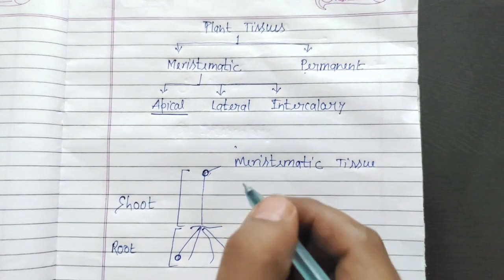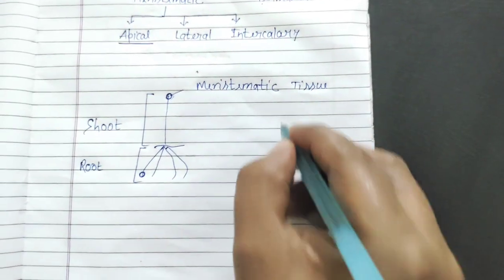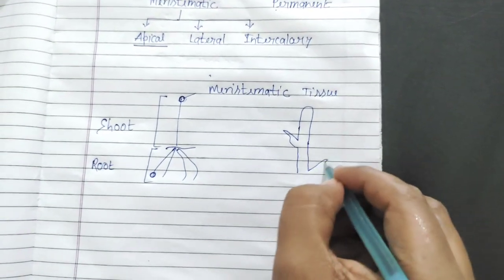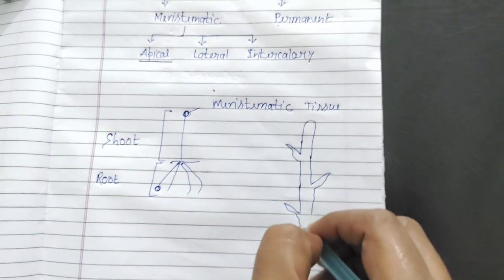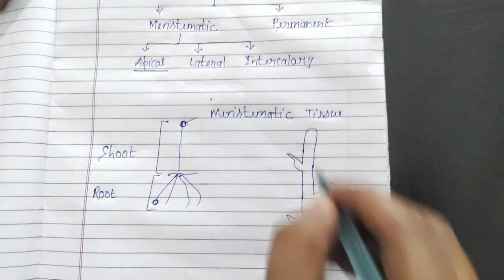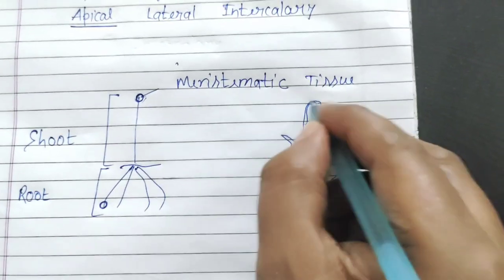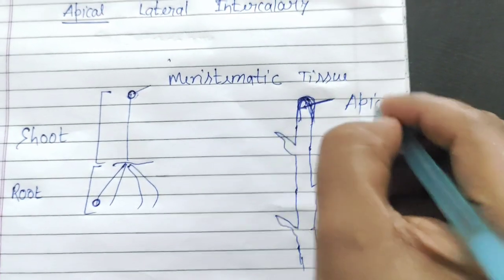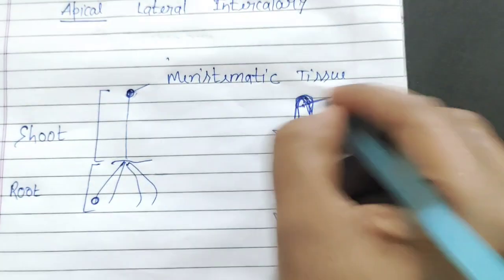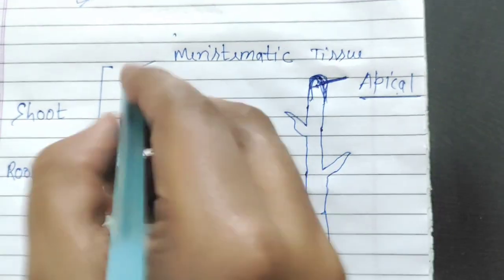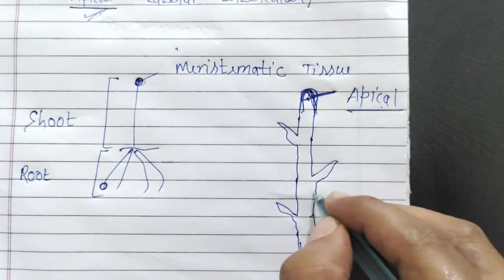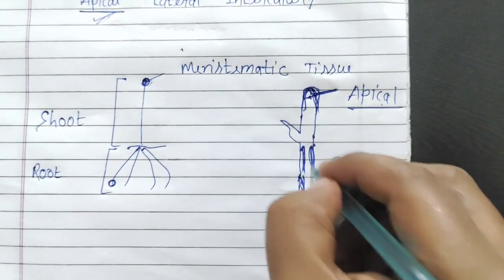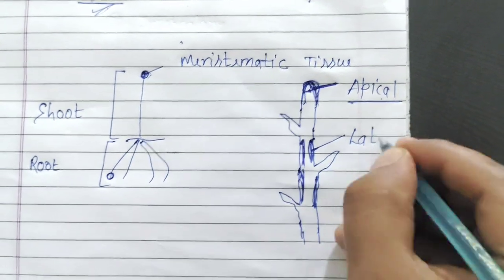Now lateral meristem. For understanding this, you may make a diagram like this. Suppose this is a plant. This is your apex, and the tissues present at the apex are the apical meristem. The tissues present at the side of the plant, at the side of the stem and the side of the root, are called lateral.